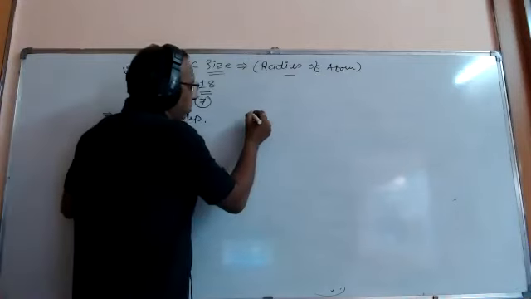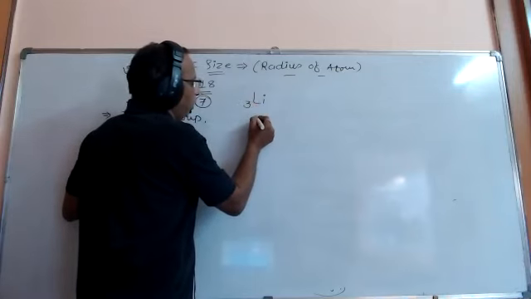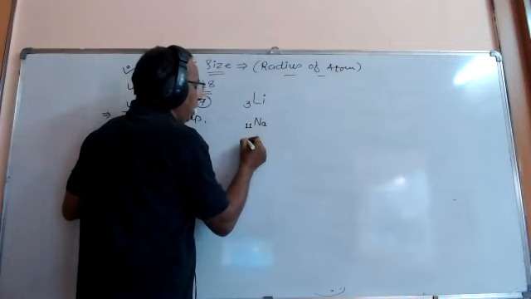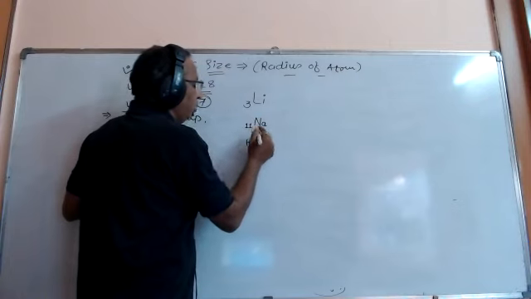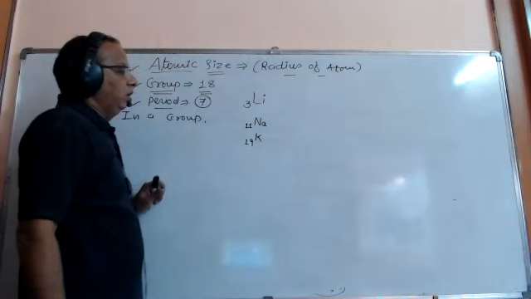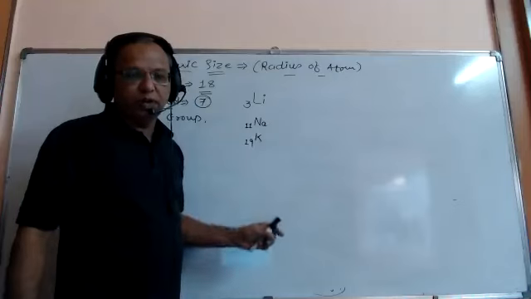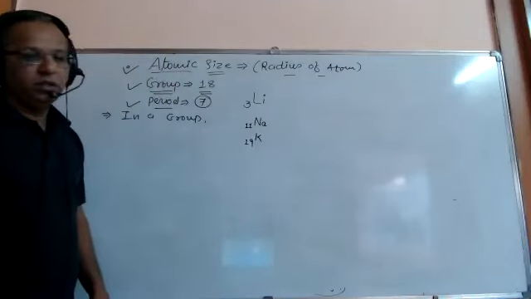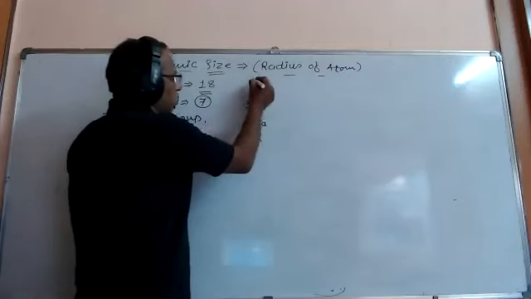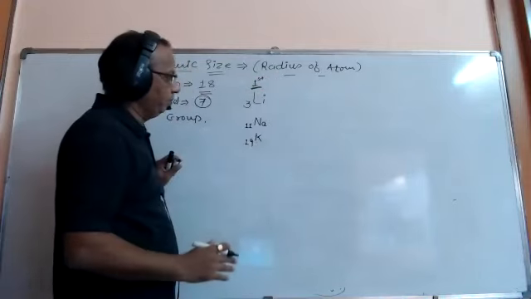we consider the first group as an example: lithium, atomic number 3, sodium, atomic number 11, and friends, potassium, atomic number 19. Three elements are there. Rubidium, cesium, and francium are also there, but we are considering only these to understand what happens in a group. So these are first group elements: lithium, sodium, potassium.